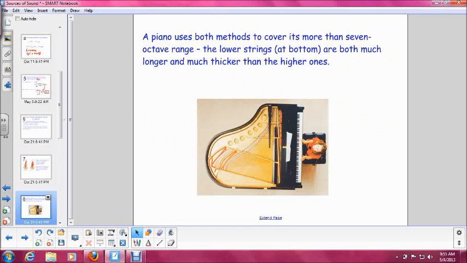A piano takes advantage of both length and density of the strings. And because it does this, it can cover more than 7 octaves. And an octave is 8 full notes.